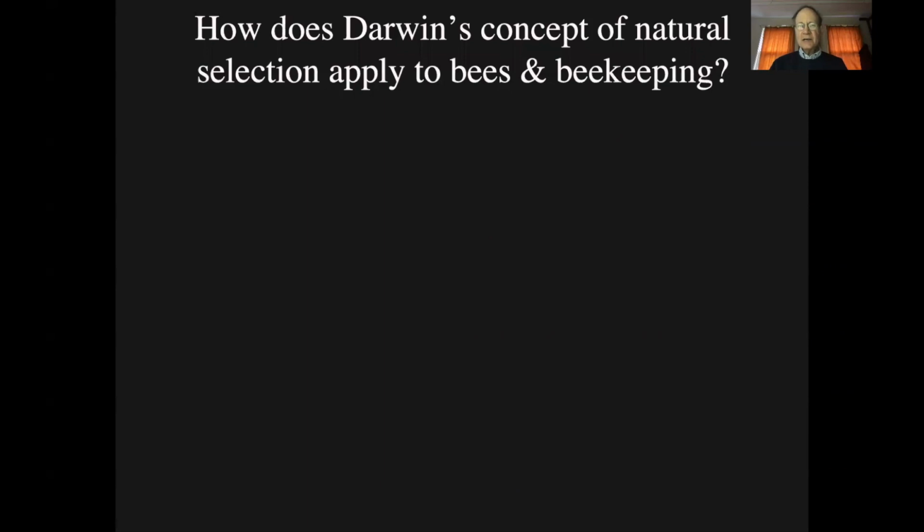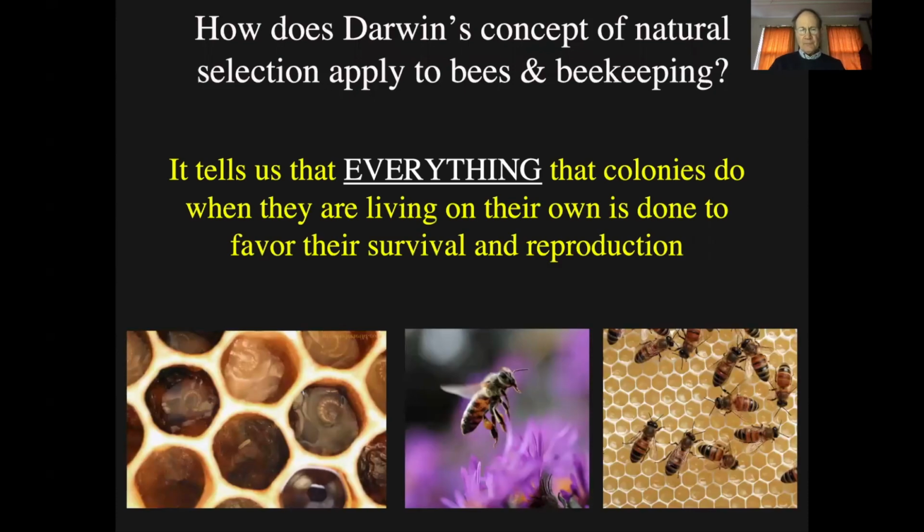So how does this concept of natural selection apply to bees and beekeeping, you might be wondering? Well, for one thing, it tells us that everything that colonies do when they're living on their own and they're fully in control of their lives is done to favor their survival and reproduction. That's what natural selection favors: organisms that are able to survive and are able to reproduce. And every little detail of an organism has been sculpted, shaped, molded by natural selection to do that.